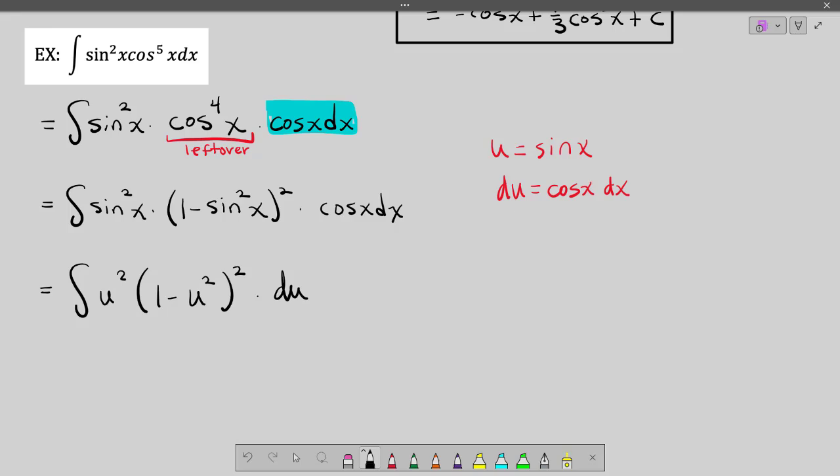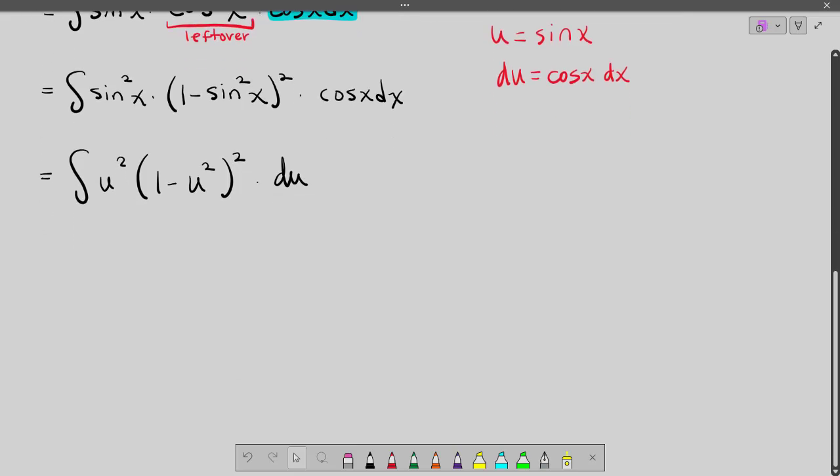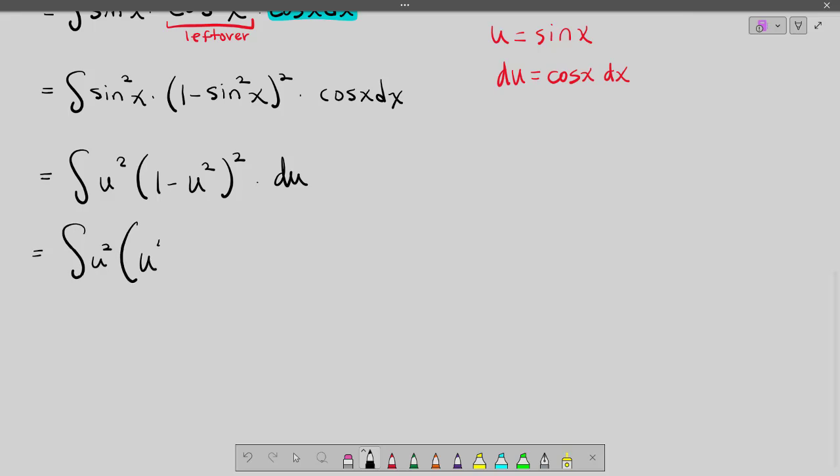So the idea is whatever function we put over with the differential, the one we peel off, we want to let u be the other function. And then that's going to turn everything into polynomial land. All right, cool. So here we're going to have to do a little algebra. We're going to have to FOIL this out before we can integrate it.